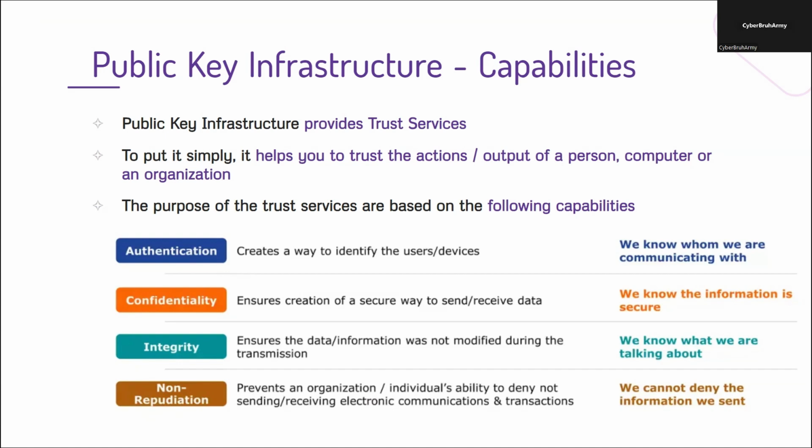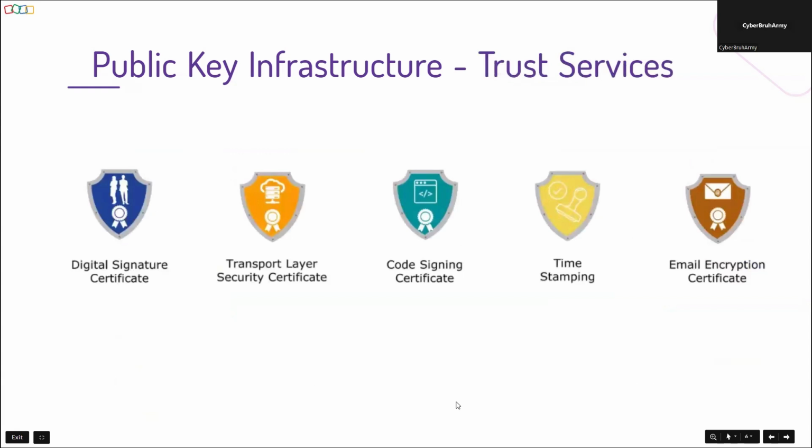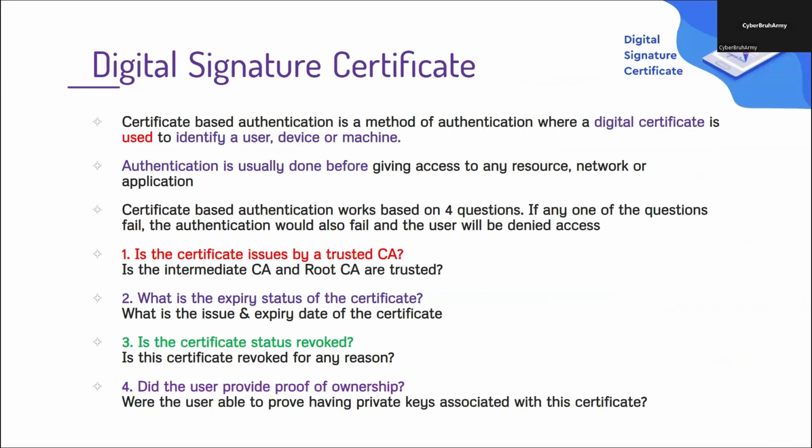Now let's discuss public key infrastructure trust services. Trust services include digital signature certificate, transport layer security certificate, code signing certificate, time stamping, and email encryption certificate. Now let's discuss the digital signature certificate. Certificate-based authentication is the method of authentication where a digital certificate is used to identify a user, device, machine, software, or application.